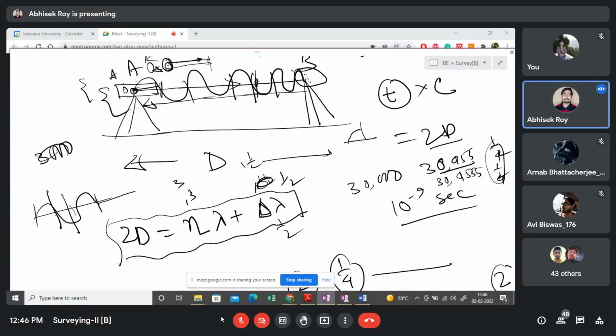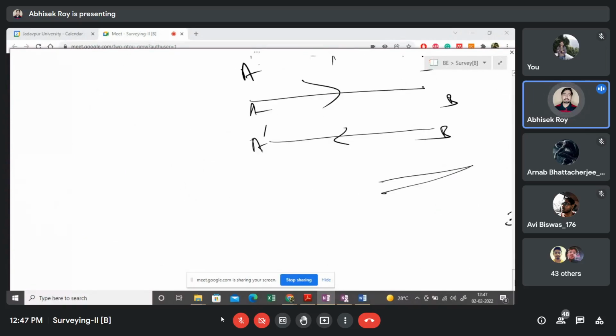Okay, so that's why we have represented A and A dash. Although these 2 points will be near, there will not be much difference, but we can place that in such a way that these points or these rays will be emitted in one direction and it will not be received by this. So that can happen. That is not a very big deal. Okay, that can happen. So the question is now that 2D is equal to L lambda plus delta lambda.